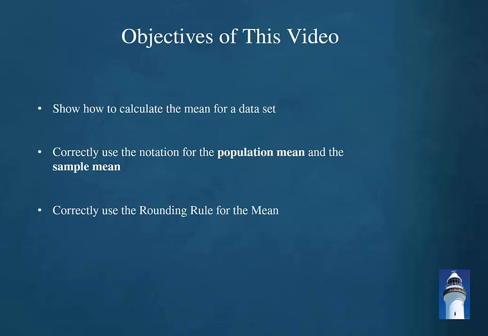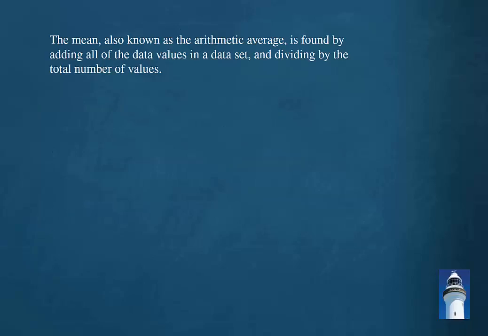The objectives for this video are to show how to calculate the mean for a data set, how to correctly use the notation for the population mean and the sample mean, and how to correctly use the rounding rule for the mean. The mean, also known as the arithmetic average, is found by adding all of the data values in a data set and dividing by the total number of values.